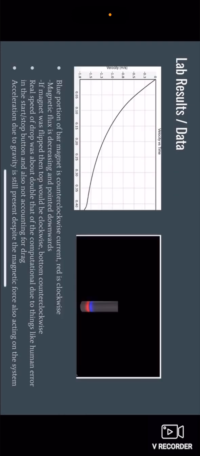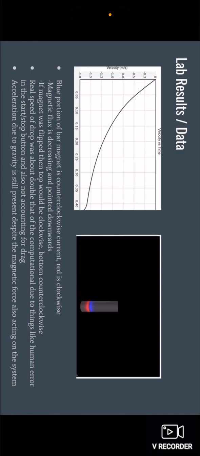So it comes out with this velocity versus time graph along with the image to the right, which in the actual GlowScript, if I went into it, would move up and down. But the blue portion of the bar magnet is counterclockwise current, and the red is clockwise. Magnetic flux is decreasing and pointed downwards. If the magnet was flipped, then the top would be clockwise and the bottom would be counterclockwise.